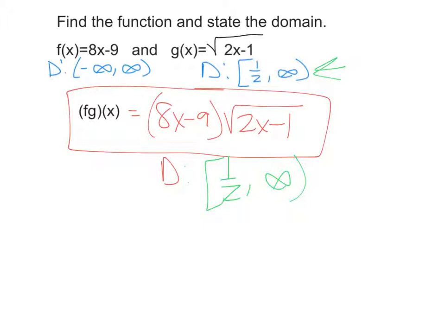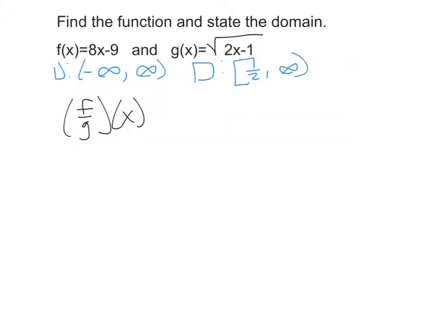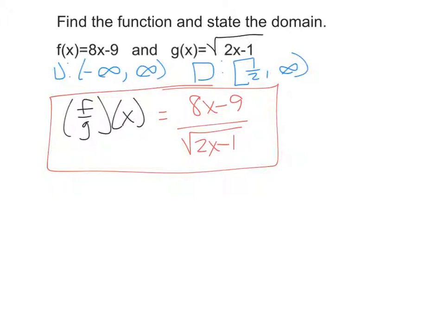We add, subtract, multiply. Let's do a little division. Okay, so let's divide this out. Again, we know the domain of 8x minus 9 is infinities, and our g of x function is 1/2 to infinity. So let's do some division. I end up with 8x minus 9 over the square root of 2x minus 1. Now for this particular problem, we're not going to worry about rationalizing the denominator or messing with that at all. Just keep the denominator as a radical. It's no big deal. We'll go with that.